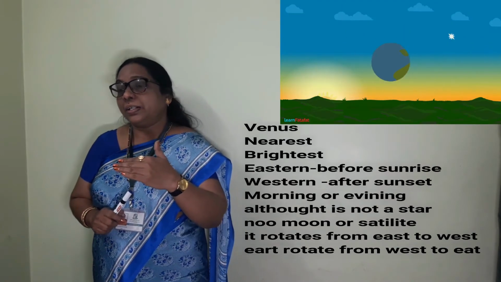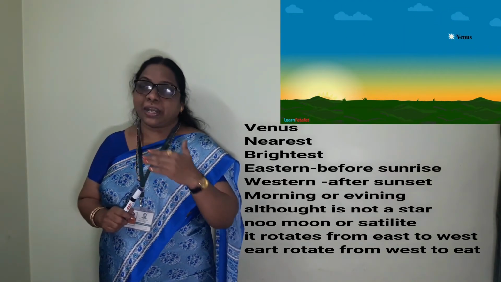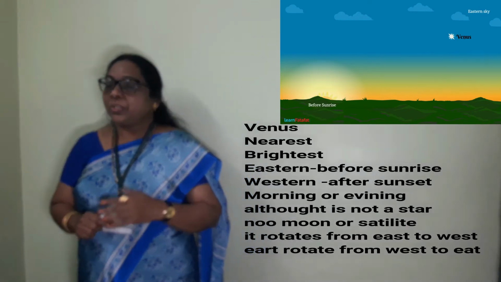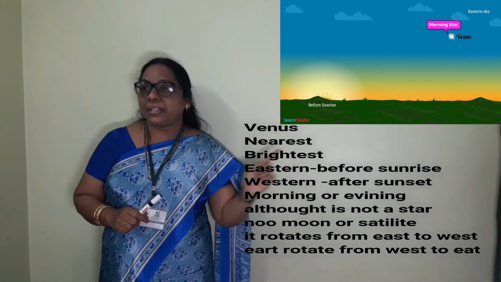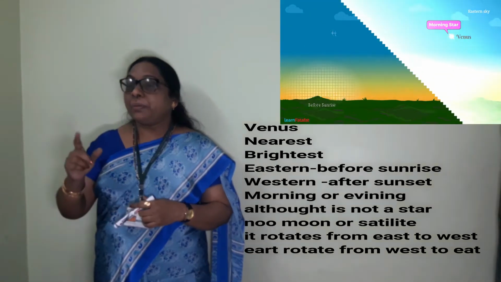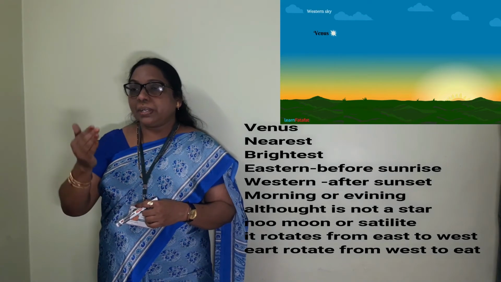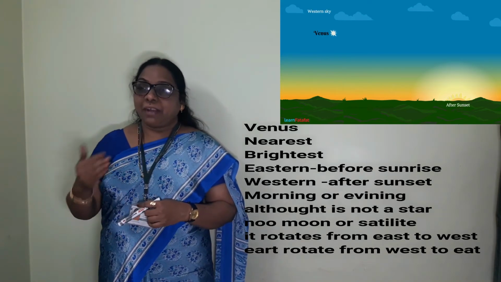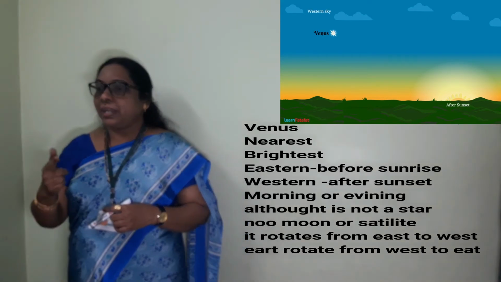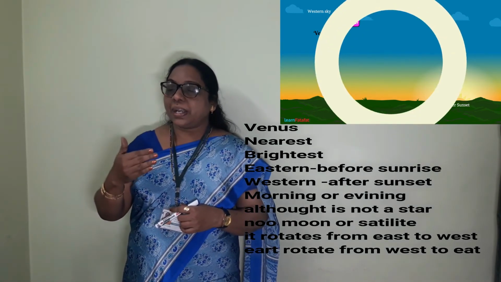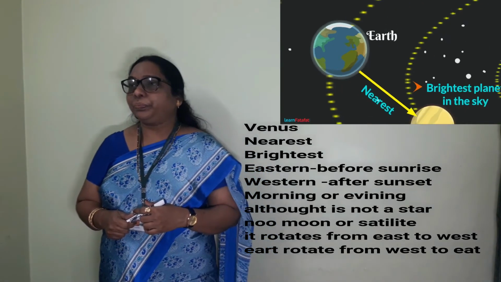Next, Venus. Look at the picture. Venus is Earth's nearest planetary neighbor, so it is very close to the Earth. It is the brightest planet in the night sky. It appears in the eastern sky before sunrise, and sometimes it appears in the western sky just after sunset.